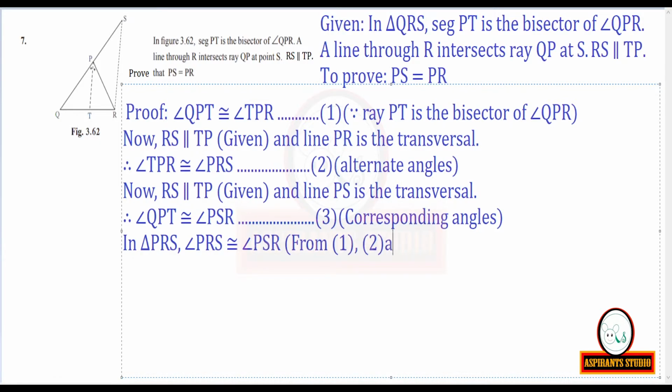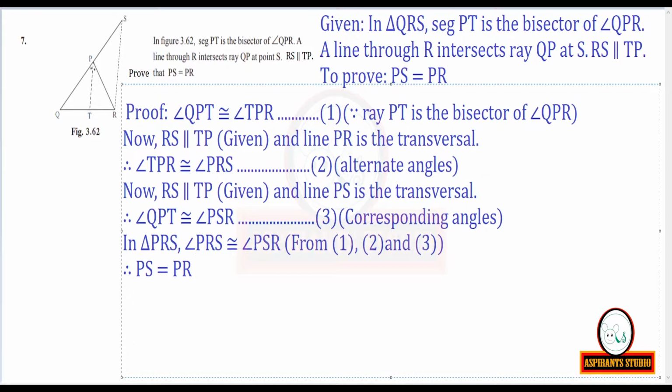How to combine? See the left hand sides of the second equation and the third equation: angle TPR and angle QPT. Now look at the first equation. They are congruent. So the right hand sides of the second and third equations are also congruent. Therefore, we get angle PRS is congruent to angle PSR.